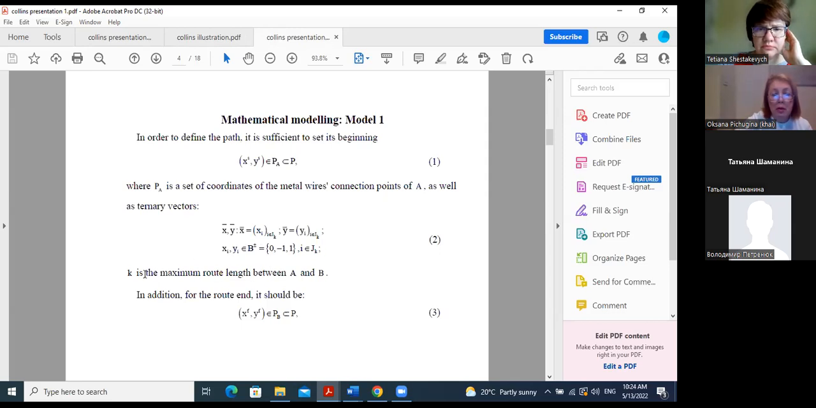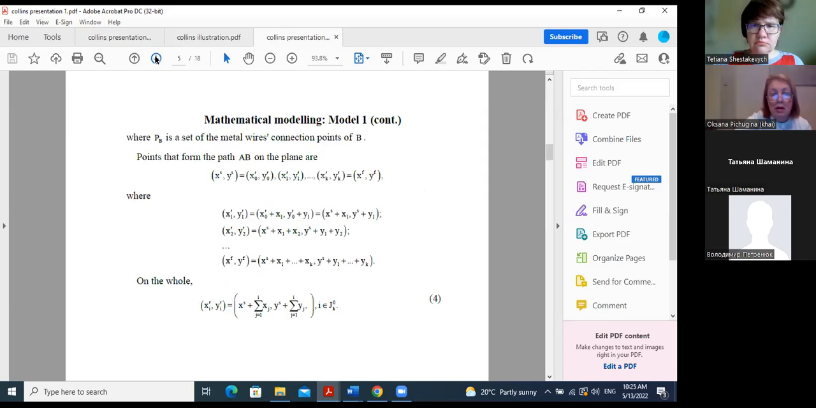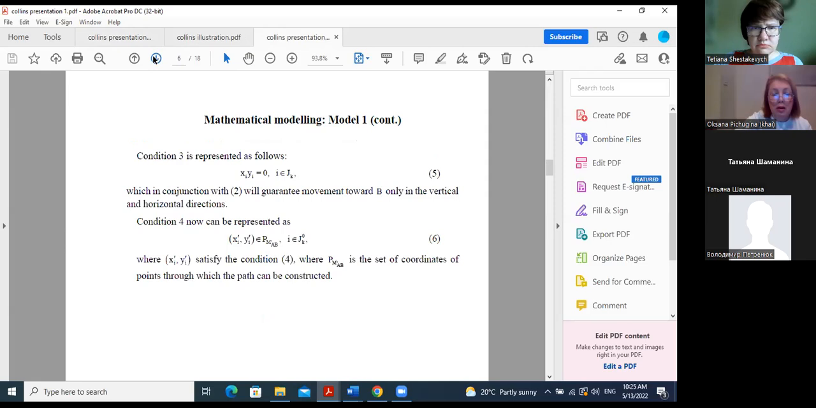And always, knowing the dimension of the chip, we can estimate and say what is the maximum road length between these two points. So another combinatorial condition is that final points also have to be among these legal points. And the next condition is that the rest of the points cannot intersect with other modules other than A and B.